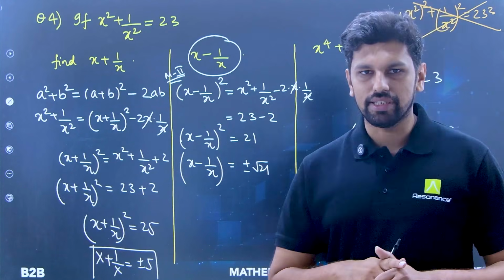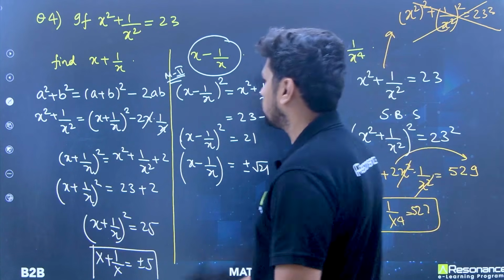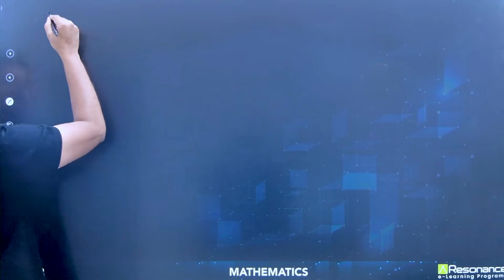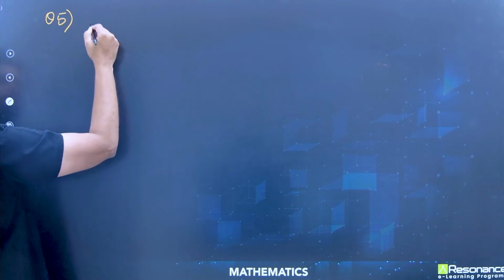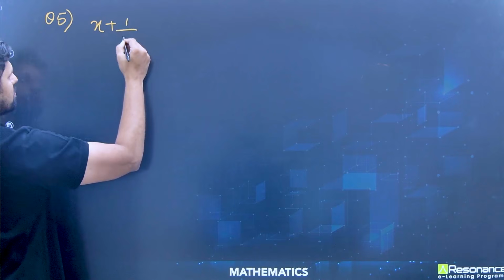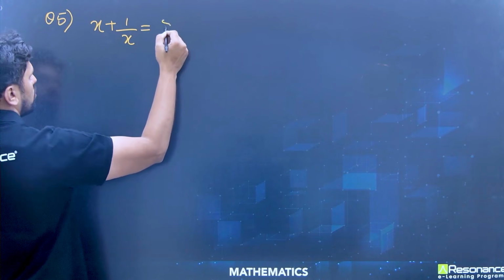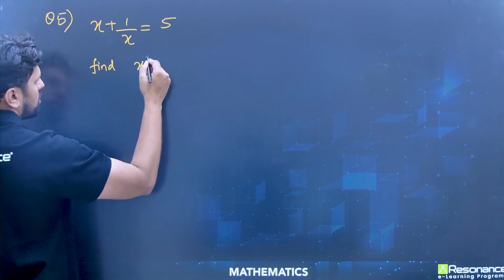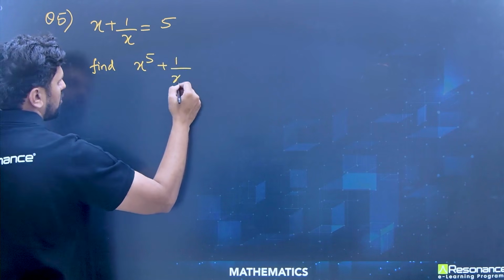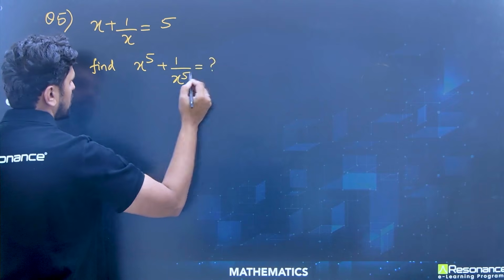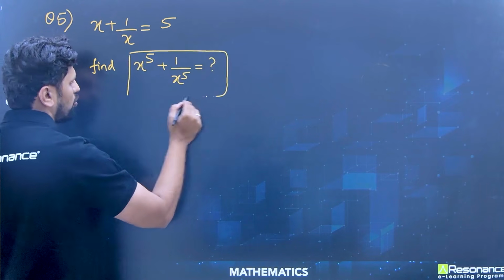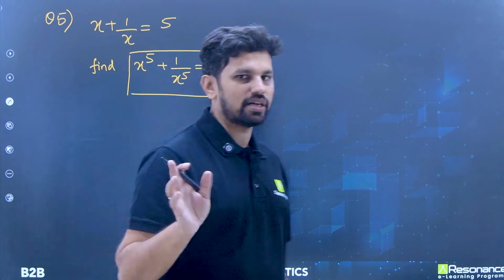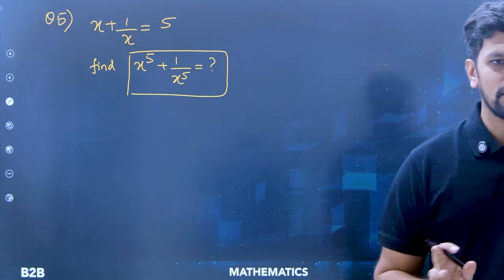Okay. So I will just give a homework question. Then I will discuss all your doubts all together. x plus 1 upon x equal to, let's say, 5. Find x to the power 5 plus 1 upon x to the power 5. Give it a try. Don't Google it. Nobody can give answer in a minute.